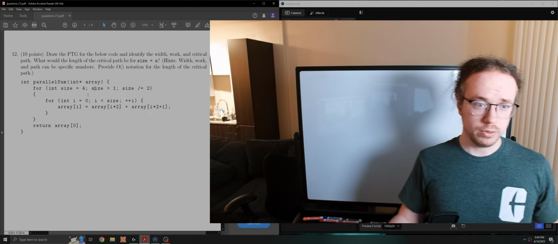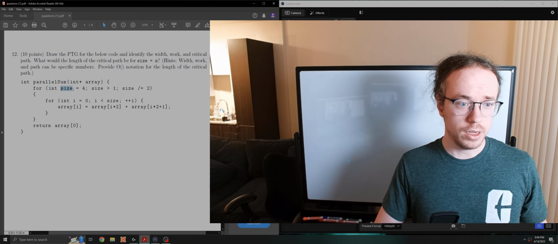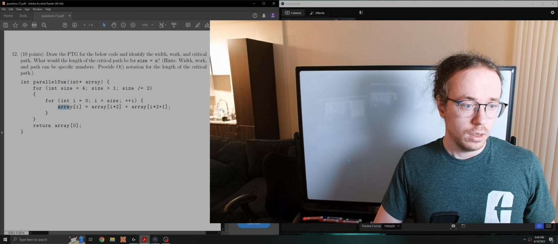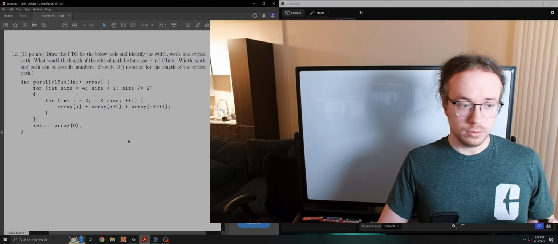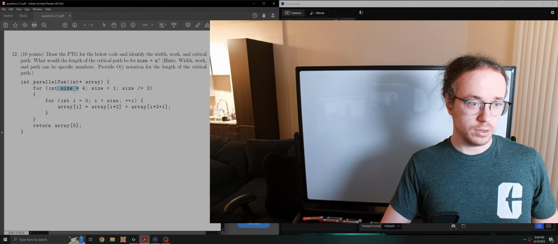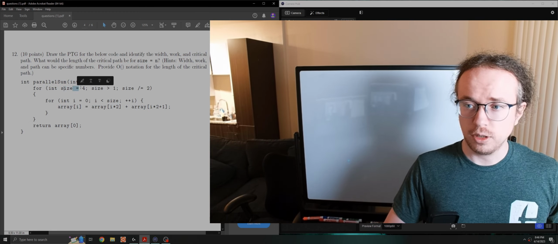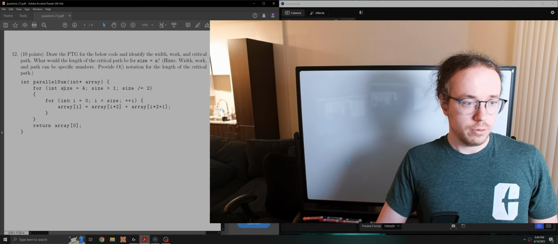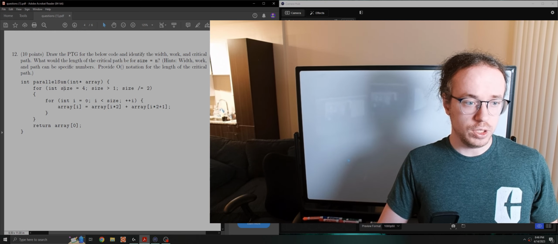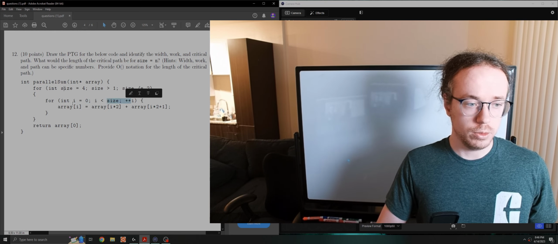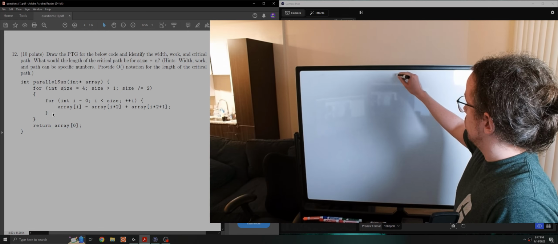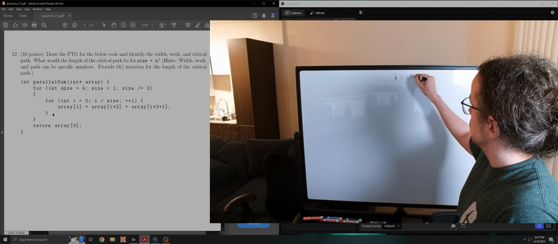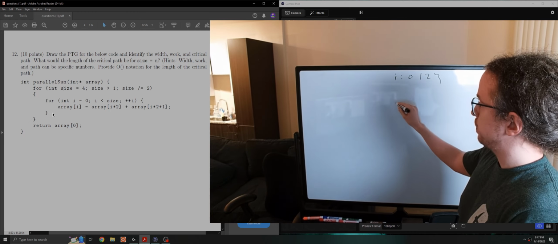So when we read this code, we've got 2 loops. We've got a size variable that's clearly important. We use it up here, but we also use it down here. And we have an array variable. So let's just start at the top. Size equals 4. Then for each iteration of I, so I from 0 to 3, we will do this loop. So I goes 0, 1, 2, 3.